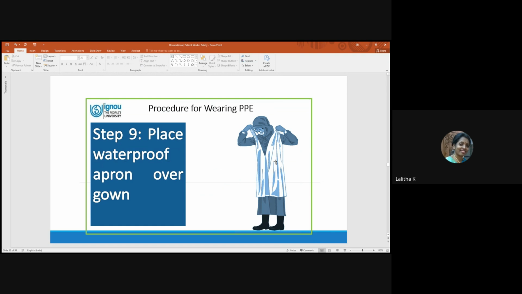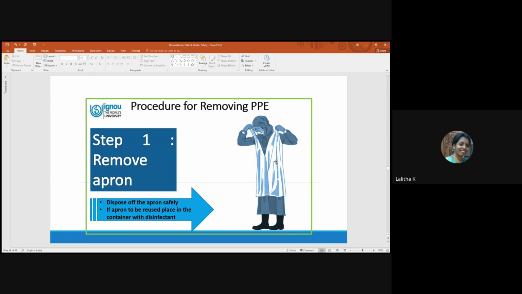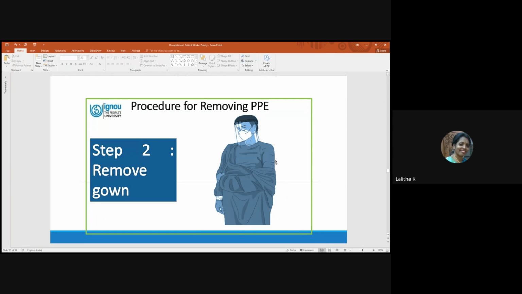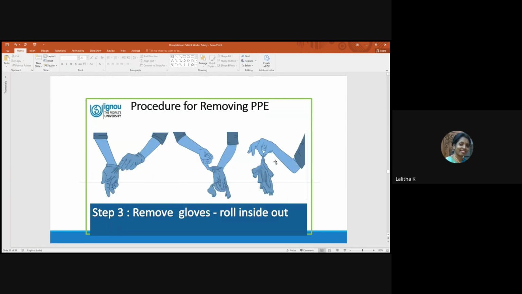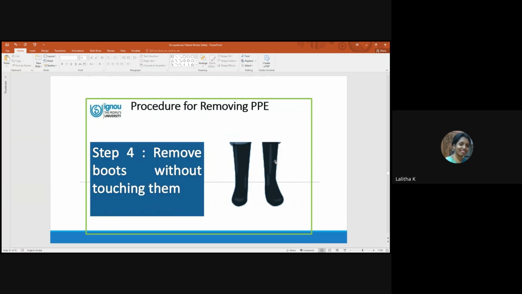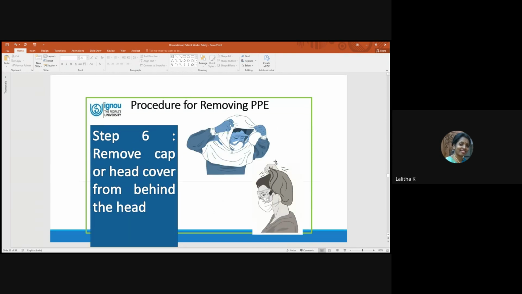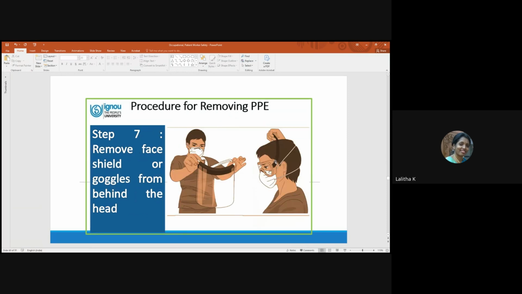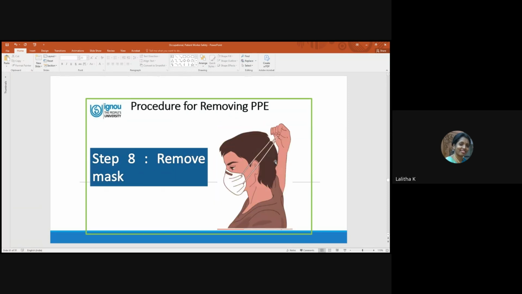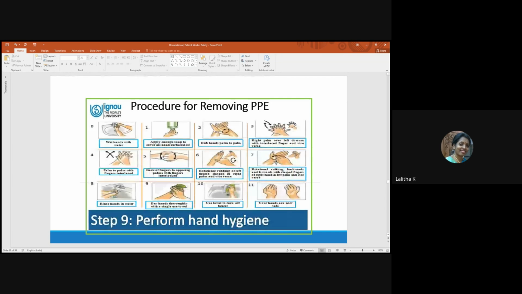I think COVID has given an opportunity for us all to don and doff our PPE very effectively. Sequencing of removing: dispose of the apron safely, and then remove the gown and gloves, which have to be rolled from inside out, then remove boots without touching them, hand hygiene. Every step of removing the personal protective equipment, we need to do hand hygiene. Remove face shields and then again hand hygiene, remove mask, hand hygiene.